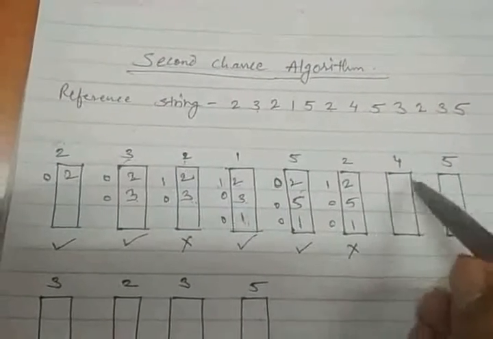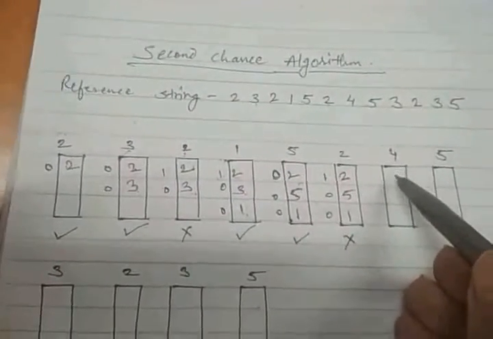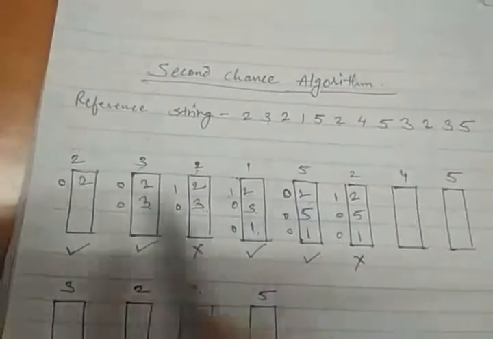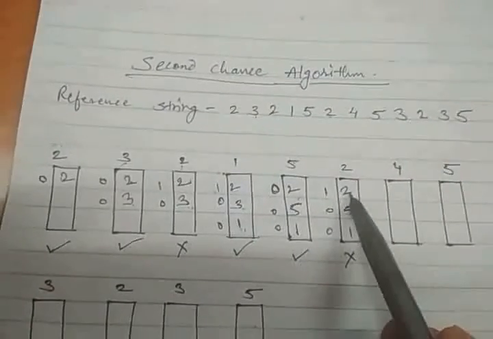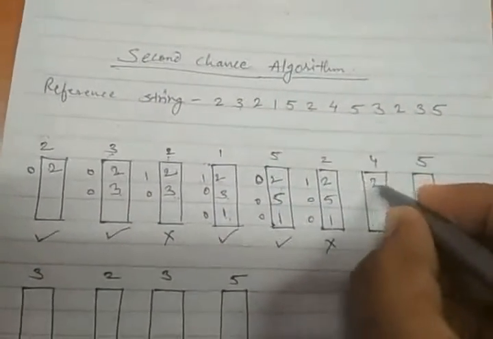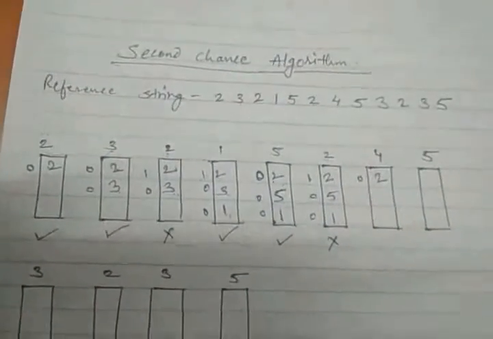While we are looking for 4, we are again using the oldest one, or the value which came at the first place will go out first. So 2 is the oldest one, but the reference bit is 1. So again 2 is not becoming the victim. So forget about 2. 2 will be as it is, and this reference value 1 will become 0.